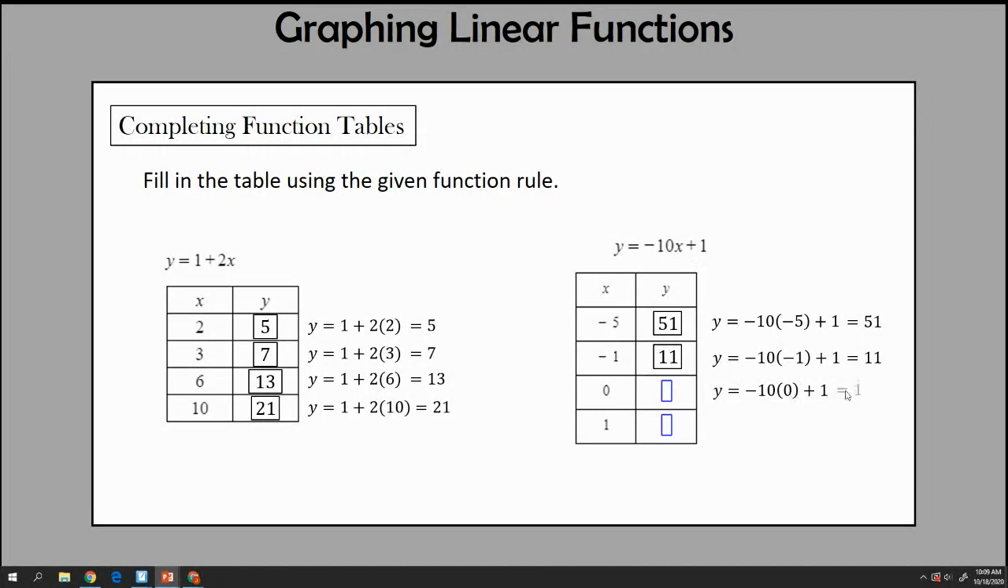Input of 0 gives us an output of 1. 0, 1 is an ordered pair on the line. And input of 1, output of negative 9. 1, negative 9. If I was to plot that point, it would be on this line. So these are the ordered pairs that are on the line. Okay, they ask us to generate these answers here. We don't have to graph it right now. We just have to generate these. But understand, if I was to plot these points on an XY axis, they would all lie in the same straight line. They're all answers to this equation.